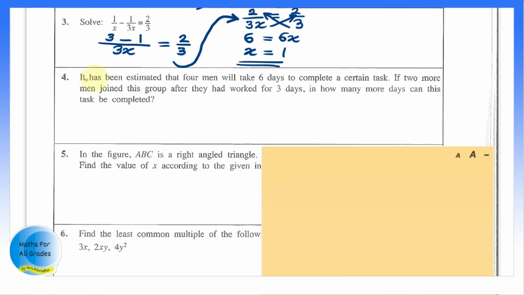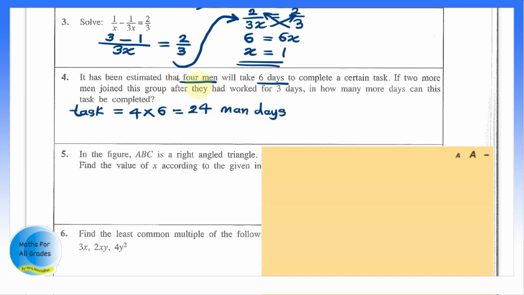Question number 4. It has been estimated that 4 men will take 6 days to complete a certain task. If 2 more men joined this group after they had worked for 3 days, in how many more days can this task be completed? 4 men take 6 days to complete this task. So that means task is 4 times 6, 24 man days.